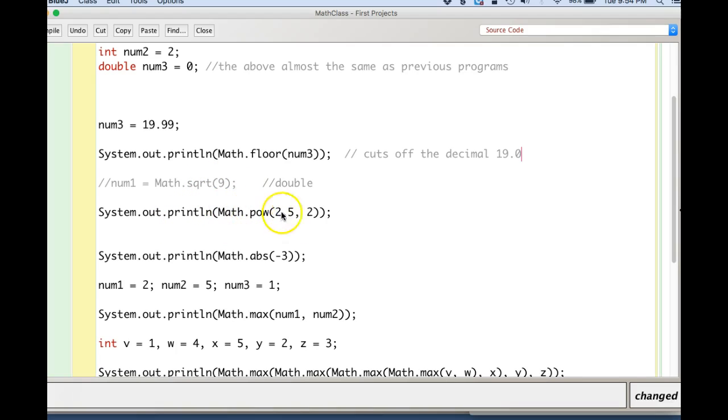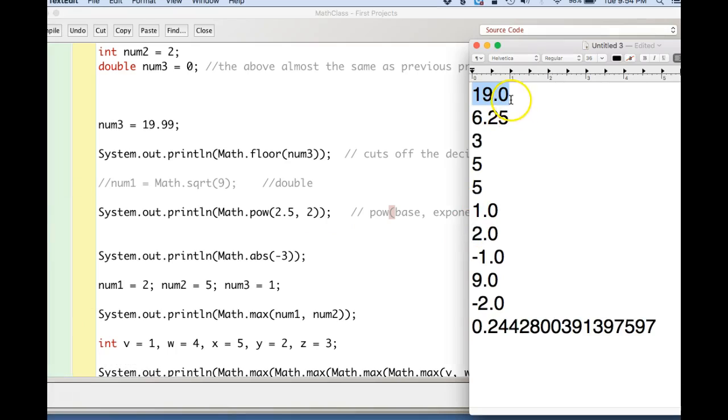Println the power. So the way that this is POW. It's Math.pow, but POW. And in parentheses, the first thing you do is the base, and the second thing is the exponent. So if you want to raise something to the third power, the exponent would be 3, and the base would be that thing you're going to raise to the third power. That's it. So the value for this guy, it would be 6.25.